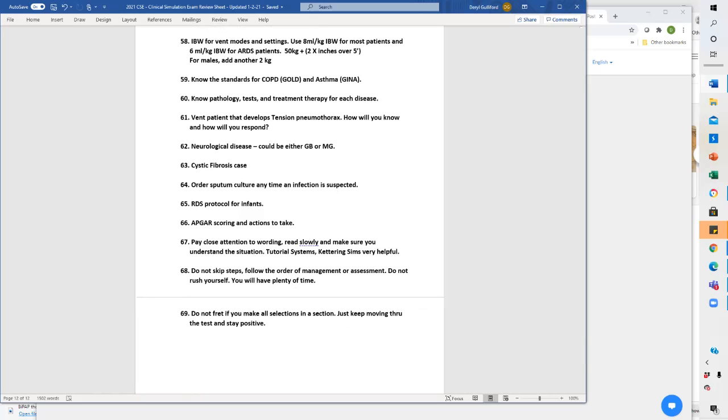And another important thing to know is that any one simulation cannot sink you on this thing. It's based on total points for information gathering and for decision making. So any one simulation cannot derail you in terms of passing this test.